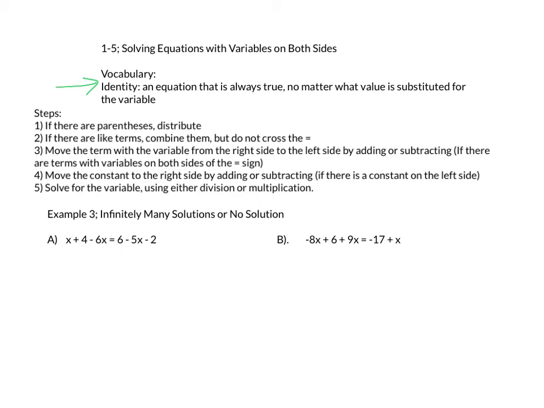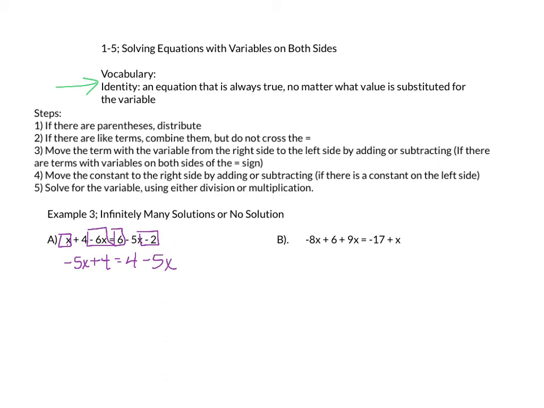We don't have parentheses. We do have like terms though that we can combine. On the left side there's an x here, and there is a negative 6x, and then on the other side there's a positive 6 and a negative 2. So 1x minus 6x is negative 5x plus 4 equals, and then we have 6 minus 2, which is 4 minus 5x.